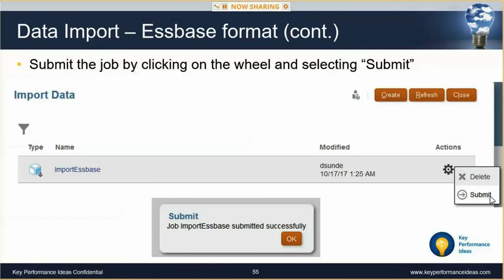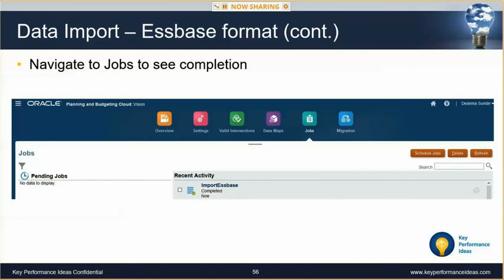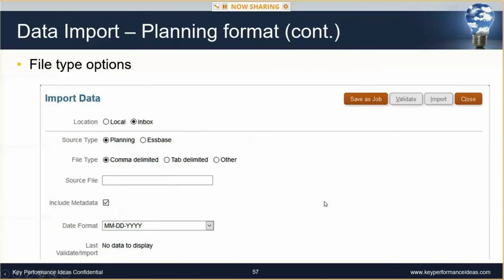So then we would submit the job again by clicking on the wheel. We click Submit, and it'll tell us our job was submitted. And then we go to the jobs console, essentially, to see the status, and it'll show when it is complete. If it's not complete, it'll refresh itself, but you can also click the refresh button.